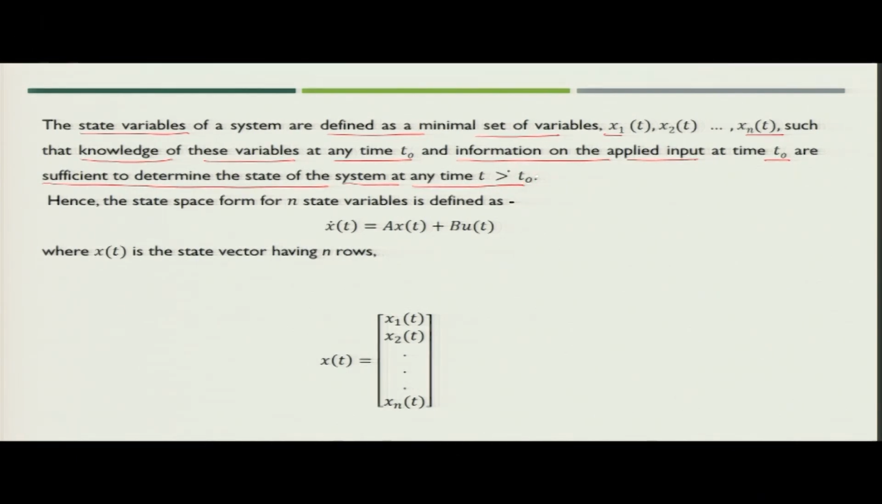So, if you have knowledge related to these state variables at time t equal to 0, you can specify the system state for any time t greater than 0 with the help of these state variables. So, in state space form, these n state variables you can define as x dot t is equal to A x t plus B u t.